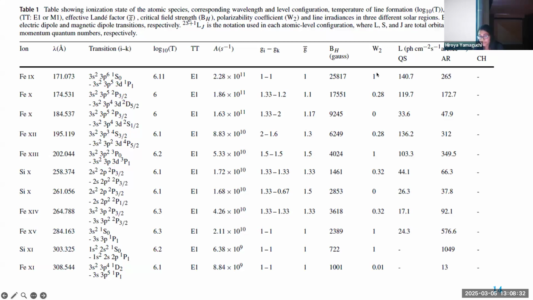But these lines may be used for tracking the field orientation in the plane of sky. And next is the W2 coefficient. We can see there are two lines here which have W2 equal to 0. So that means these lines cannot hold the atomic polarization no matter how polarized the incoming radiation is.